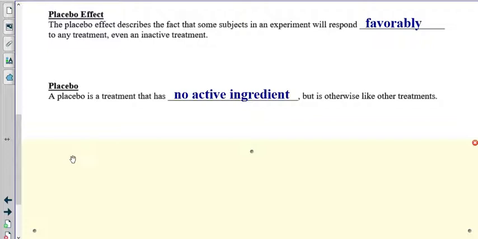So the placebo, as we've said, is a treatment that has no active ingredients, but is otherwise like other treatments. So again, I'm taking a pill that looks just like the pill that they're taking. Physically, from the outside, it looks exactly the same. This capsule has actual medicine in it. Mine has sugar in it.